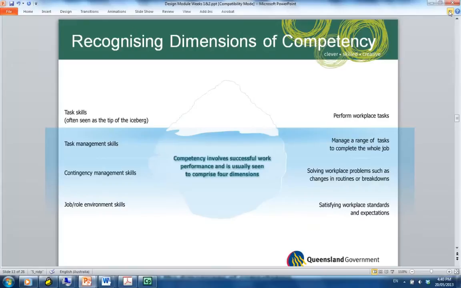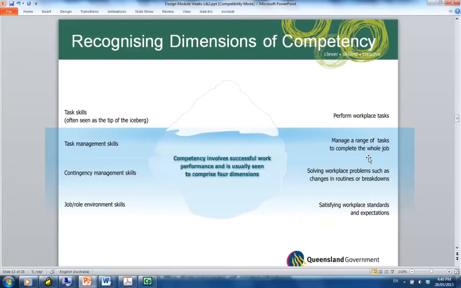So when we directly observe the task, that would be the task skill itself, but we have to think more holistically about competency and have a look at what's residing a little bit deeper there. On the right hand side, we can say that there's other dimensions apart from the task skill itself. There's the management of the task, which talks about how a range of tasks need to be managed in the correct logical order or sequence to complete the whole job.